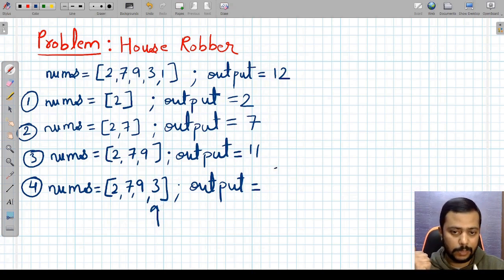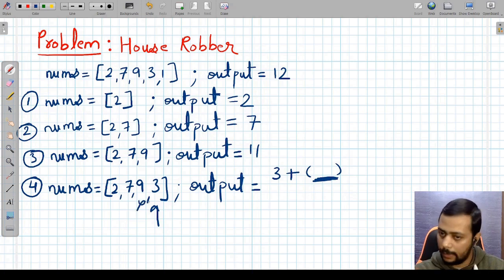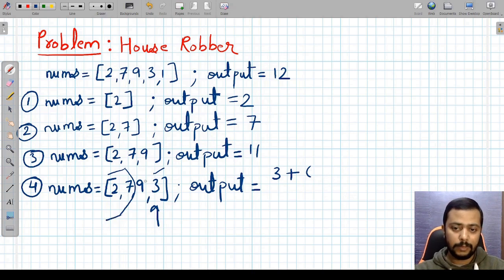So what will happen? I will get the value 3. There will be something more which will come here. Let's see how we will arrive there. But if I have robbed the house with value 3, I cannot rob the house with value 9 because 9 is adjacent to 3. But I can rob the house with value 7. So basically, in case we have picked the value 3, this sub-array is still valid for me. By valid, I mean I cannot consider this element which is next adjacent, but I can consider the rest of the elements which are not adjacent to it.